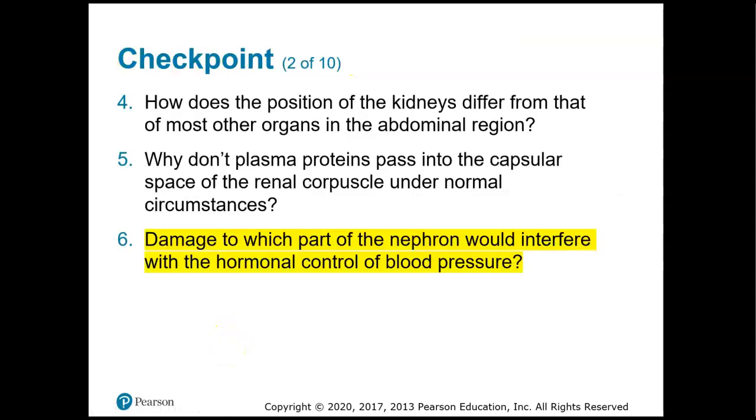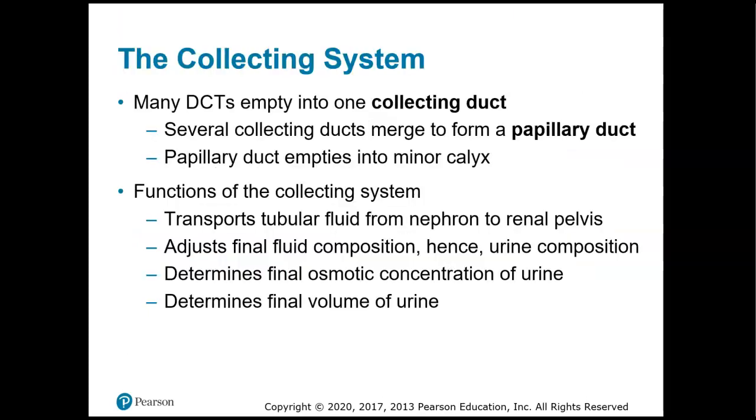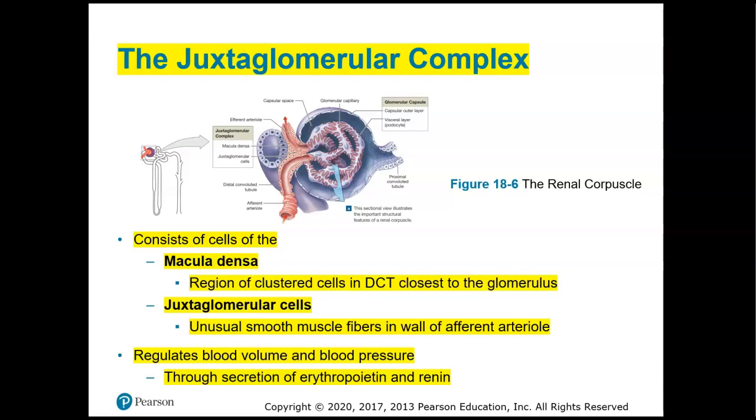Checkpoint question. Damage to which part of the nephron would interfere with the hormonal control of blood pressure? Well, it would be the juxtaglomerular complex. So damage to the DCT and the juxtaglomerular complex region, where the DCT connects with the afferent and efferent arterioles.